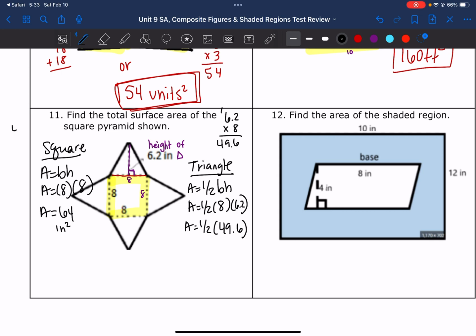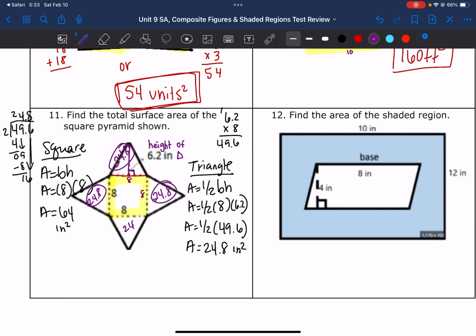I'm going to do this over here. 49.6 divided by 2, 2 can go into 4 2 times. It can go into 9 4 times, that will be 8. We subtract, we get 1. Bring down the 6, we have 16. 2 can go into 16, 8. So it would be area equals 24.8 inches squared, okay? Now, that is just one. One of these is going to be 24.8. But we need all of them because remember we want total surface area.